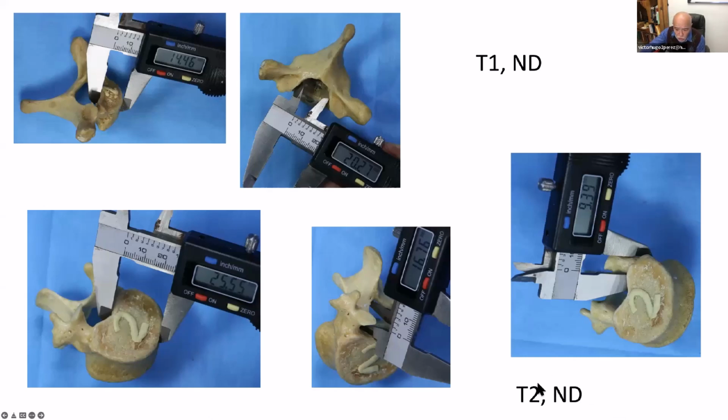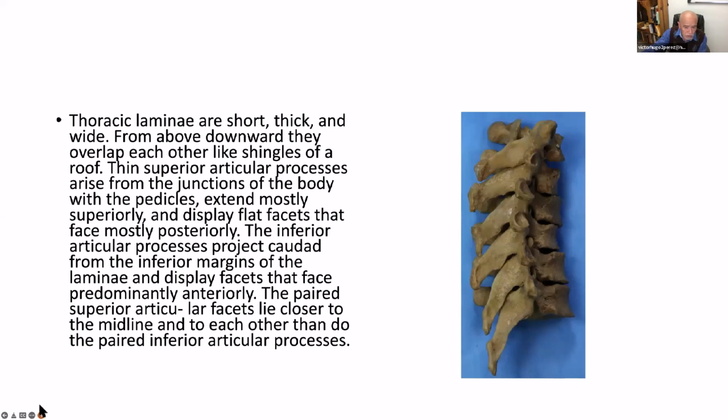This is in non-degenerative. Later, I'm going to show you that in some degenerative thoracic vertebra, it is only about 3 millimeters wide. So in that case, it's almost impossible to put a screw because the pedicle is very, very thin. Thoracic laminae are short, thick, and wide.